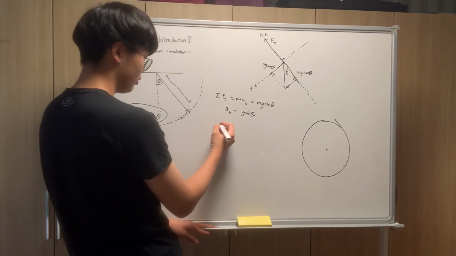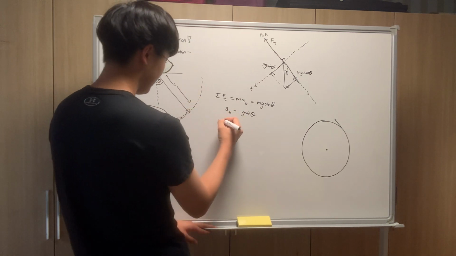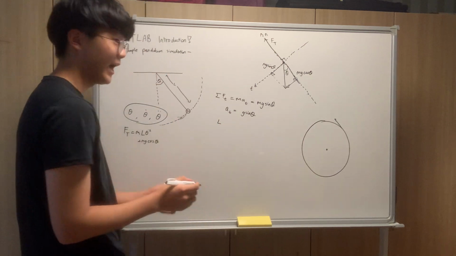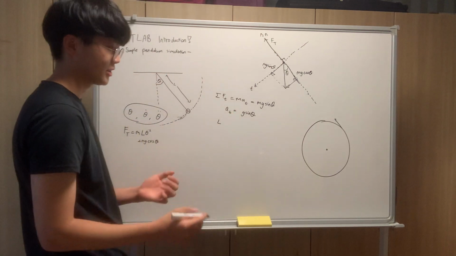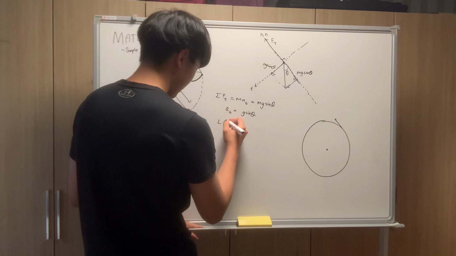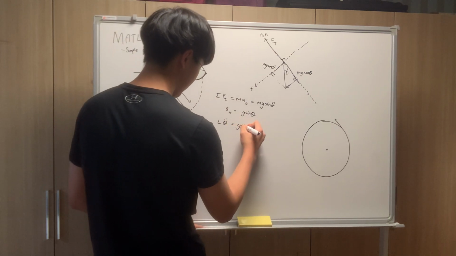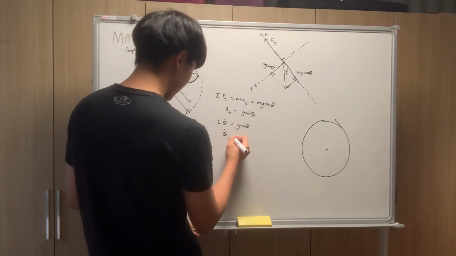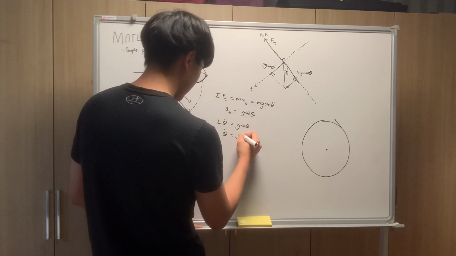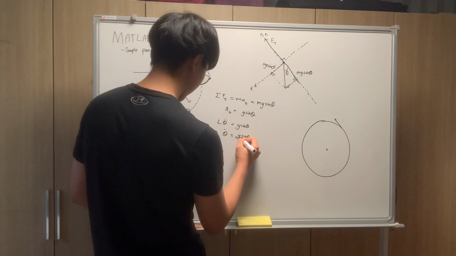This here is going to be equal to the radius, which is L, times our angular acceleration, because this is linear acceleration. And so we get L theta double prime, theta dot dot, is equal to g sine of theta. And so theta dot dot is equal to g sine of theta over L.